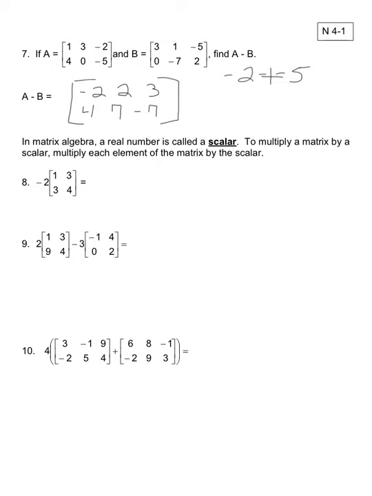Okay, number 8. We have a number touching a bracket. Anytime we have a number touching parentheses or brackets, any kind of enclosure, it means multiply. Because there's more than one thing, we distribute. So -2 times 1 is -2. -2 times the top right hand, which is a 3, is a -6. -2 times bottom left is -6. -2 times 4 is -8.